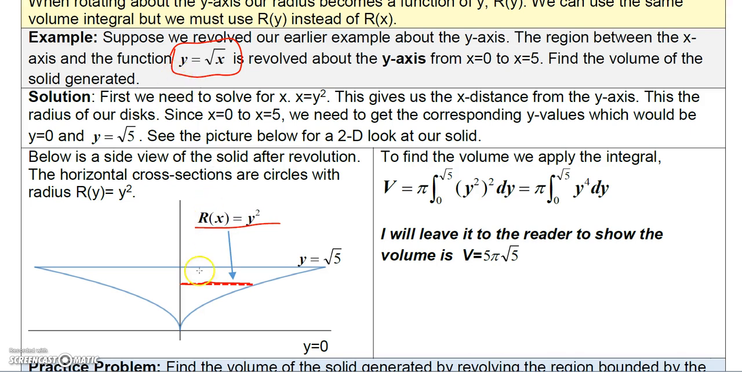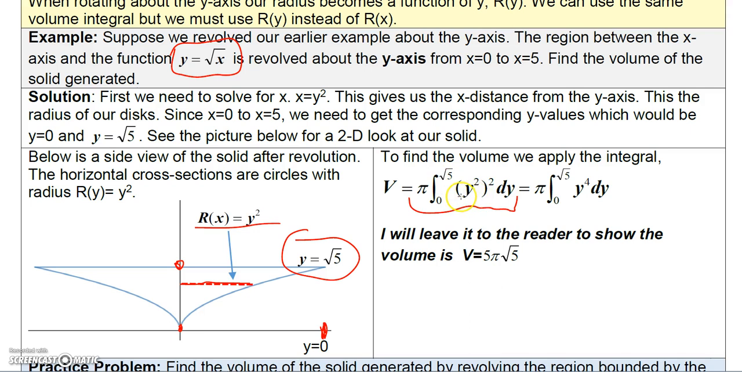And if you read the problem, you're doing this from y equals 0 up to y equals 5. So let's see, it says x equals 0 to x equals 5. But if x is 5, remember, y equals square root of x, so y would be square root of 5. So actually I'm integrating from y equals 0 up to y equals square root of 5.